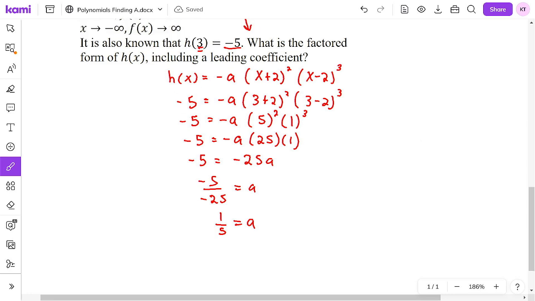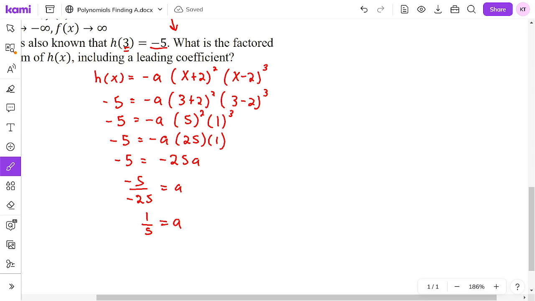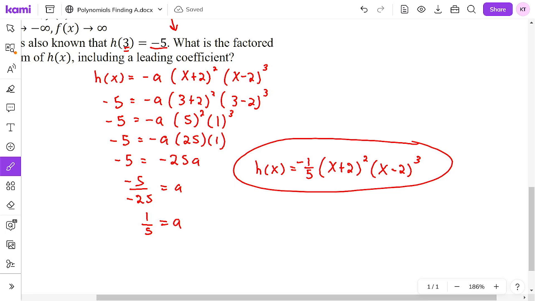And I plug that back into h of x to get my final equation, which will be h of x is equal to negative 1/5 times x plus 2 squared times x minus 2 cubed. And so that is how we would go about finding or writing a polynomial function in factored form. When we have to go ahead and find our a value, we just have to go ahead and take an extra step working backwards and solving for a specific variable.